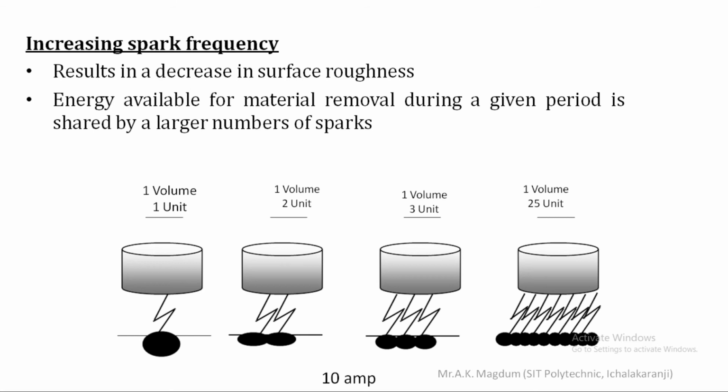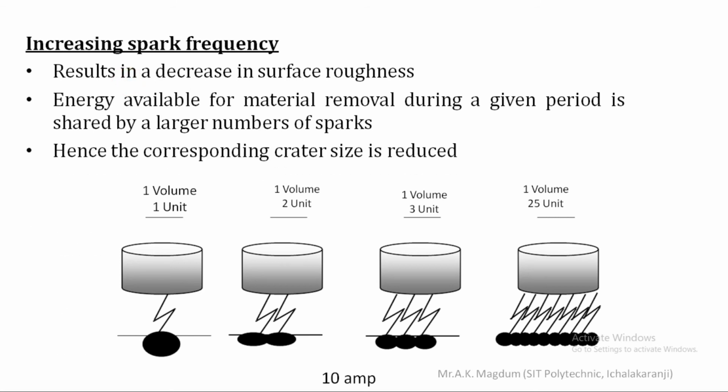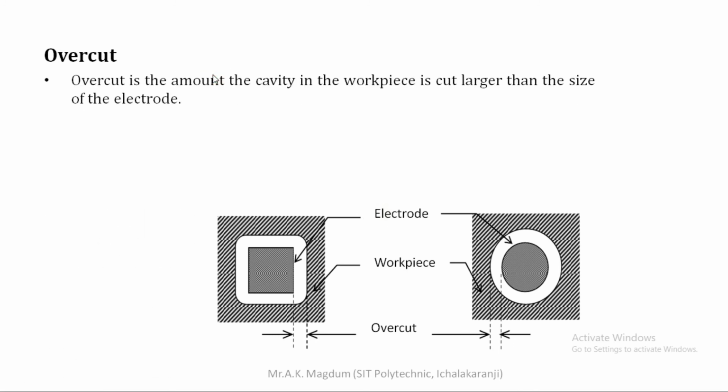So this is the second important drawback. Third one, hence the corresponding crater size is reduced. So these are the many effects which will happen at the time of machining while you are increasing the spark frequency. Next one is the overcut.